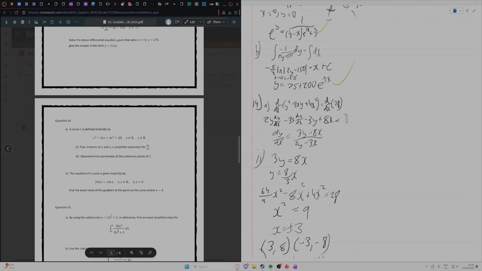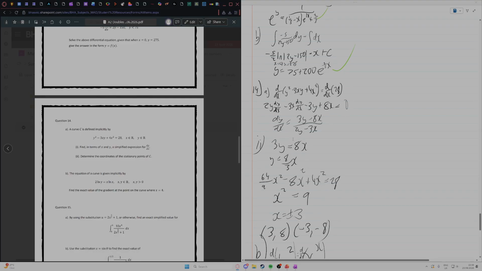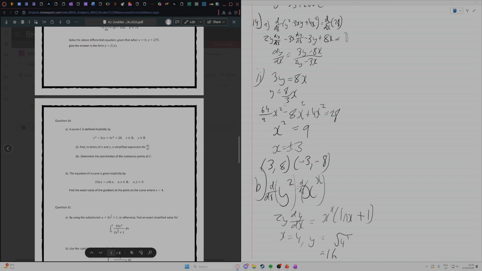Implicit differentiation. I mean, I have nothing to really say. It's just the same thing. You've seen it before. And then finding the stationary points, well, you know the derivative is 0, so 3y equals 8x, therefore y equals 8x over 3, and then you can substitute that into the main equation, which would just give you a nice, like, ax squared equals b type equation, and you just get this.